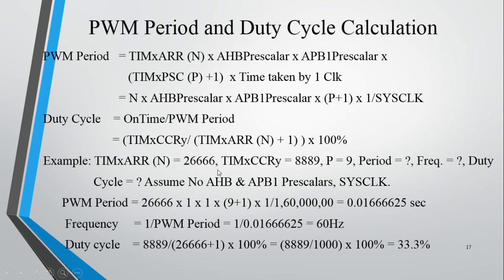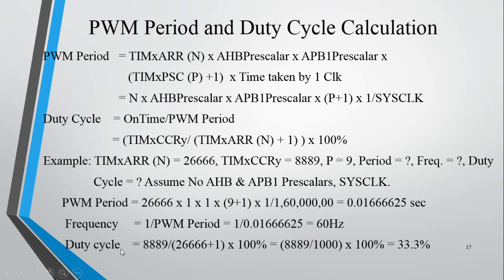So by using these three values, how will you calculate the PWM time period? You can substitute these values in this equation. ARR value is 2666, AHB and APB prescalars are 1 and 1, timer prescalar PSC is 9, plus 1, into time taken for one clock cycle, which is 1 by system clock, that is 1 by 16 megahertz. When you substitute all these, you will get PWM period as 0.01666625. What will be the PWM frequency? 1 by PWM time period, that is 1 by this value, which is equal to 60 Hertz.